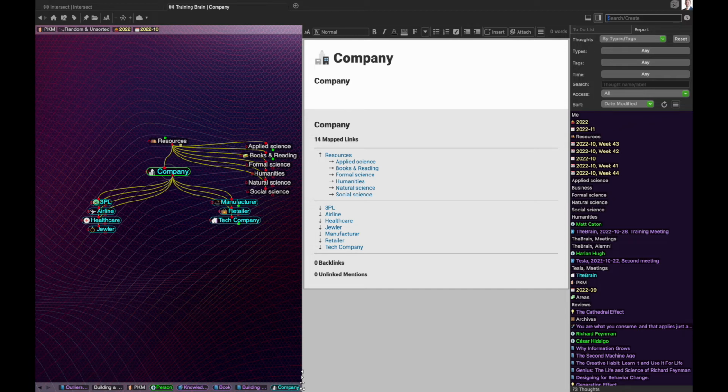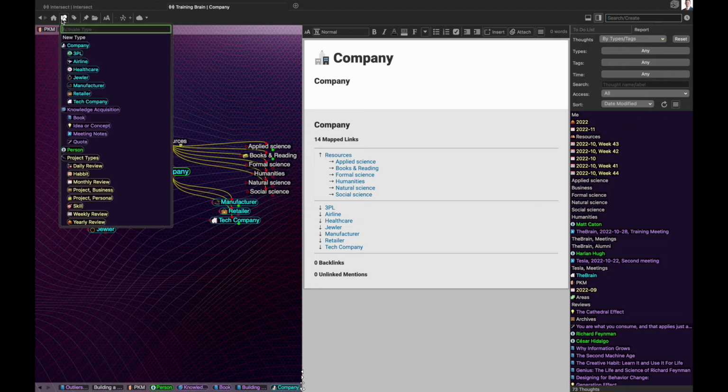Color has a part to play here too. With a person being green, knowledge acquisition purple, companies light blue, all my projects, by the way, are also in a yellow color. This makes searching faster, wandering more effective, and my daily notes are faster to put together.